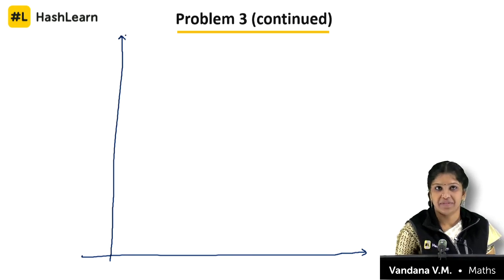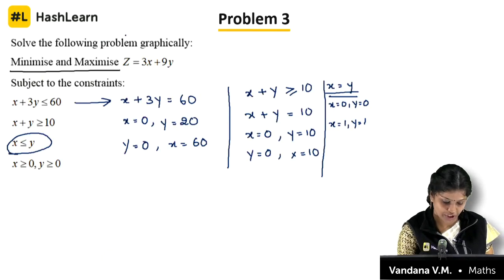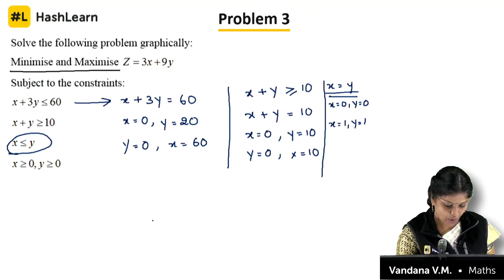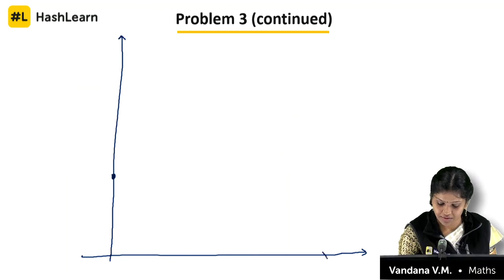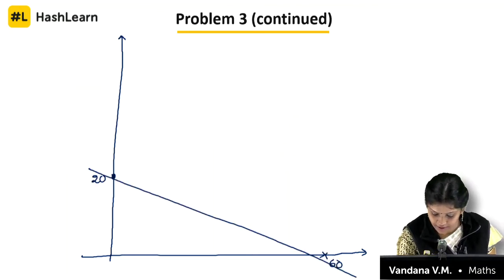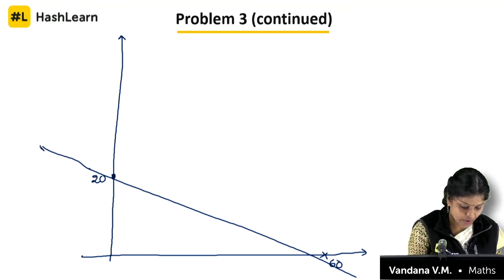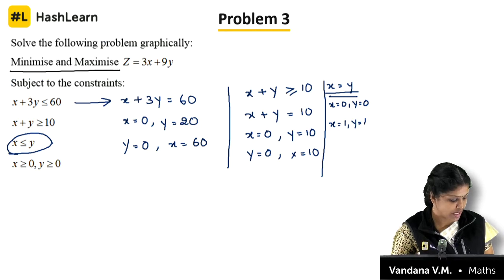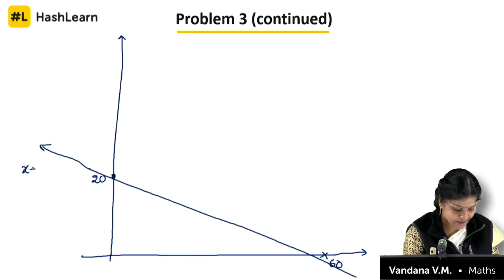Just roughly I will draw, because the first point is 0, 20. So very simple, and then the next point is 60, 0. Just imagine this is 60 and this is 20. Please join this. This is the equation for x plus 3y less than or equal to 60.